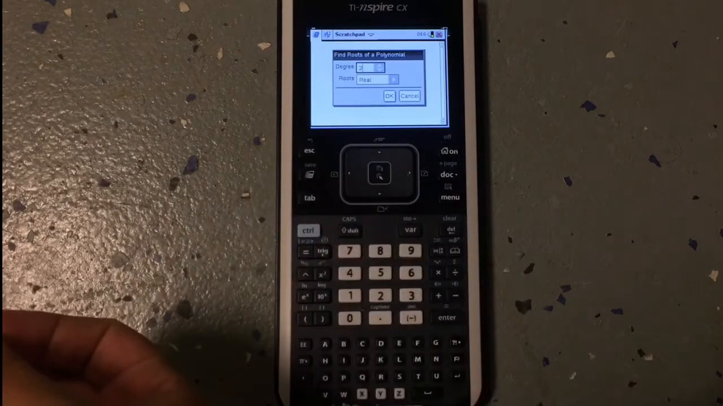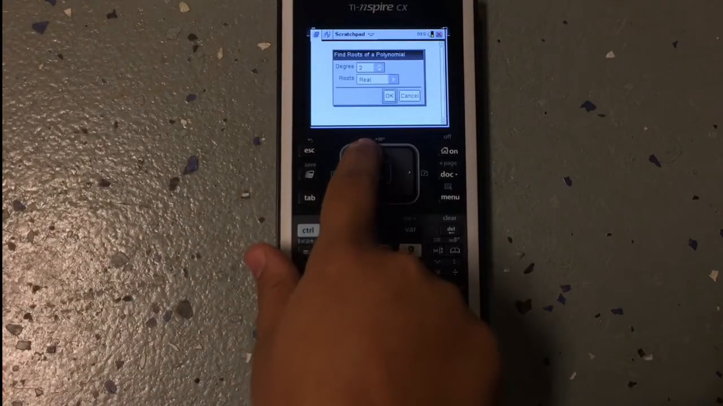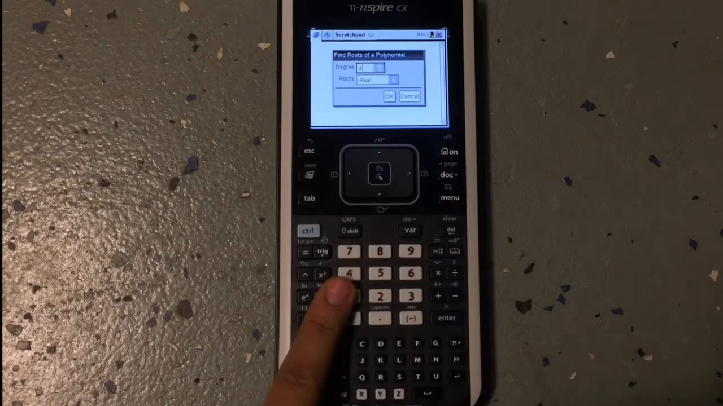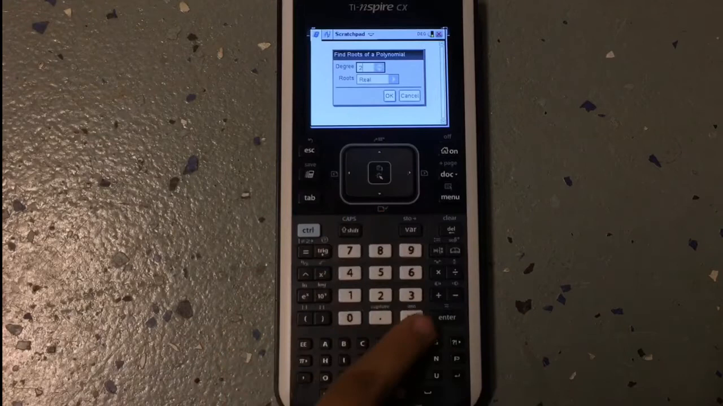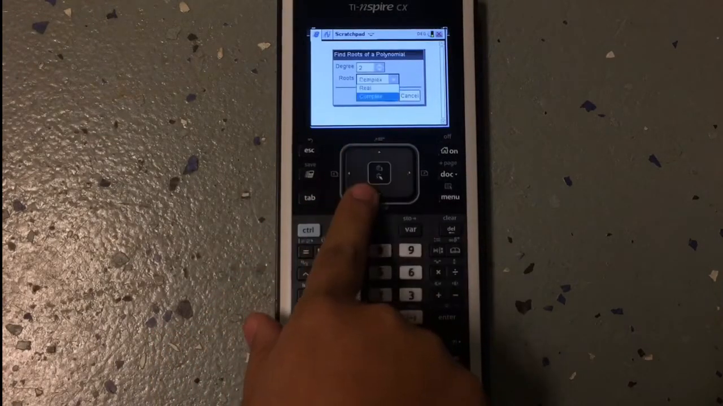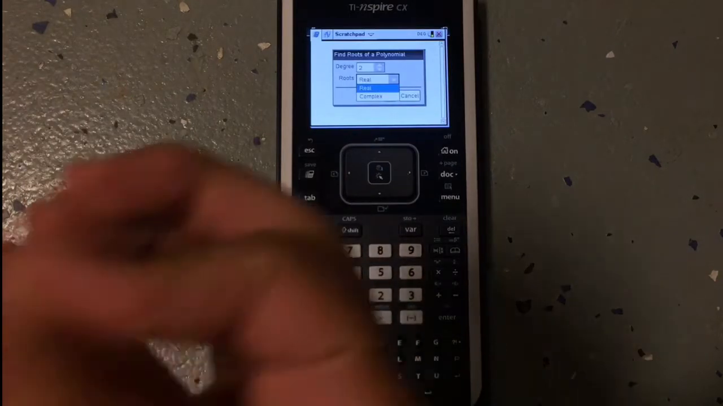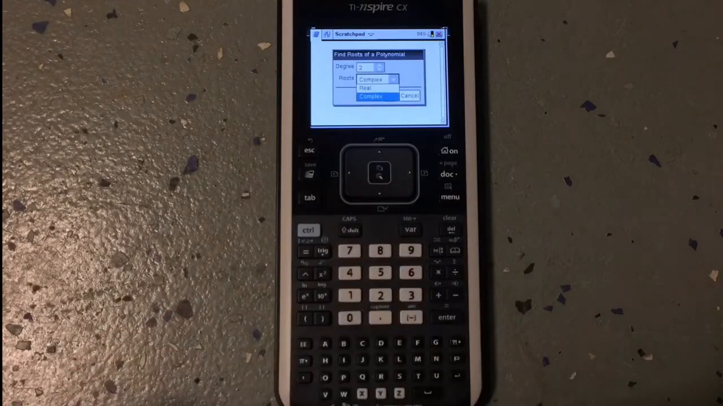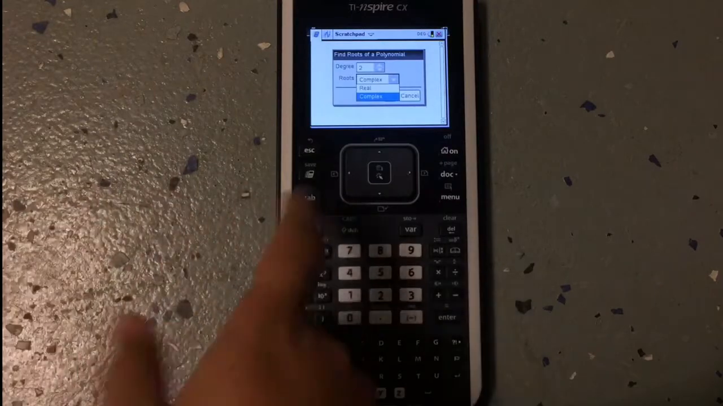But if you had any other polynomial, you could also raise that number to 4 and it would still work. So 2 in this case. And there are two options. You can either find specifically only the real roots or real solutions, or you can find imaginary numbers and real solutions by pressing Complex.